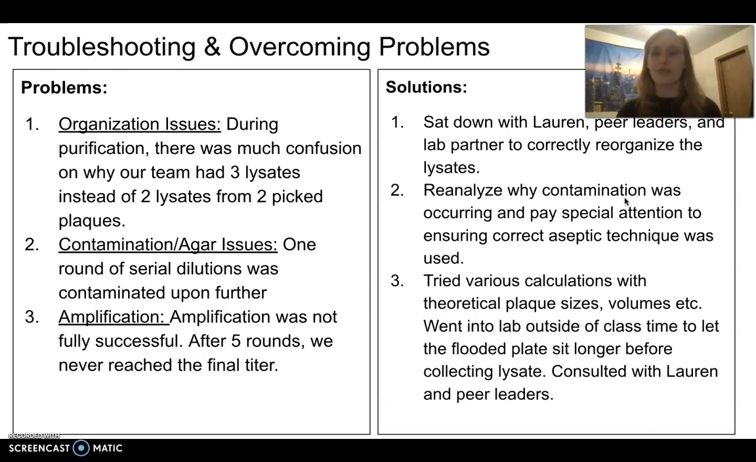And, we had a lot of problems with amplification. We had 5 rounds and still not a high enough titer. And we tried solving this by doing a bunch of different things, different plaque size calculations, volumes. I went into lab outside of class time to let the flooded plate sit longer, and we consulted with Lauren. So we really tried every way we could to solve this issue. We weren't successful in doing that final titer, but it was a great opportunity to problem solve.